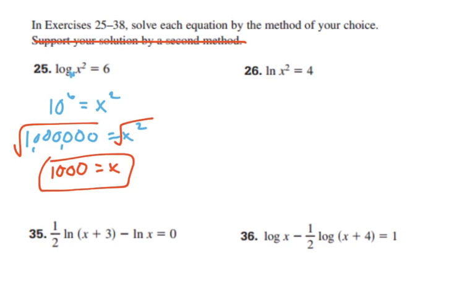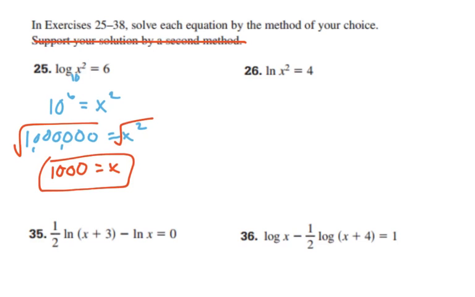Again, you could solve that via another method. I suppose you could take everything at the beginning and raise it from a 10. And then literally you'd have this same line after that. So, either way.